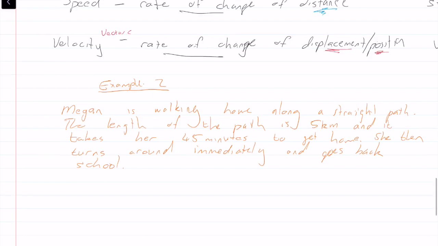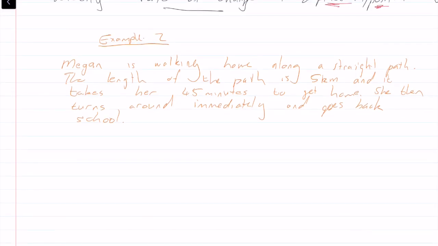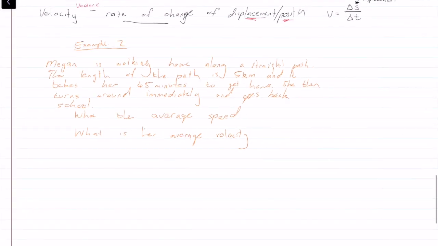Okay, so question 1 says, what is her average speed? And the next one, what is her average velocity? Okay, so the first thing, let's say you don't fully understand what's happening, let's draw a nice picture.